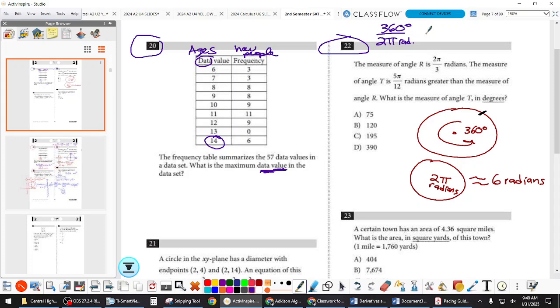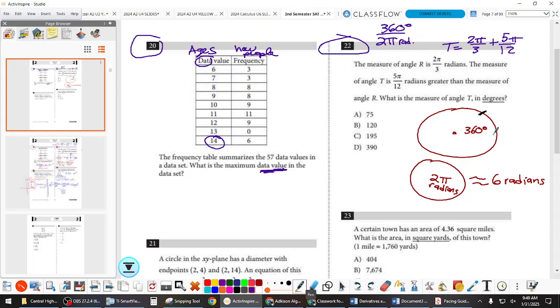The angle R is 2 pi over 3 radians. That's how we say that, 2 pi over 3. The measure of angle T is 5 pi over 12 radians greater than R. So T is 2 pi over 3 plus 5 pi over 12. Okay. It's wanting us to pick from a degree measure. Now that you know a little bit about this, let's see if you can do it. There's not a lot of calculating involved.